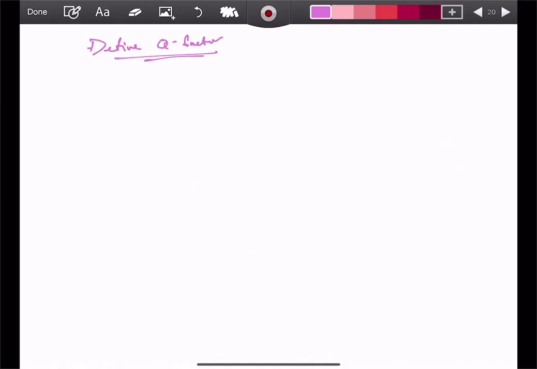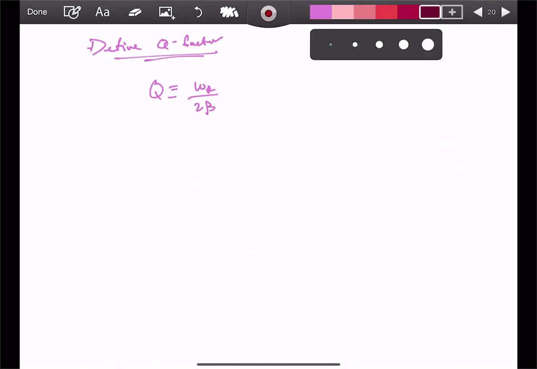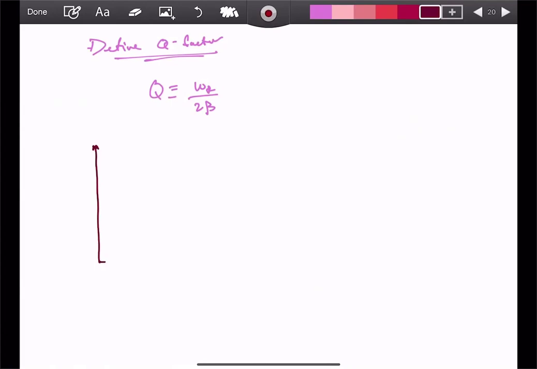Our Q factor, then, we're going to define as Q equals omega resonance divided by twice beta. Now let's look at what actually happens for C in this case. So let's plot C versus omega. In this case, we get C divided by F0, just to make this dimensionless. And notice what happens.